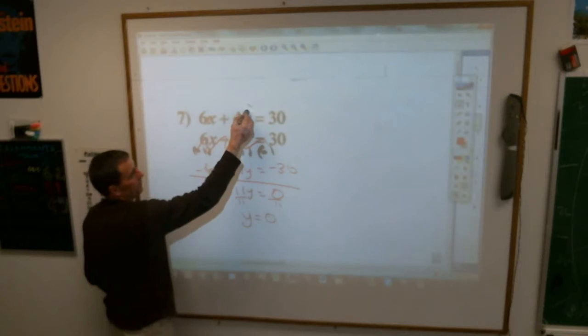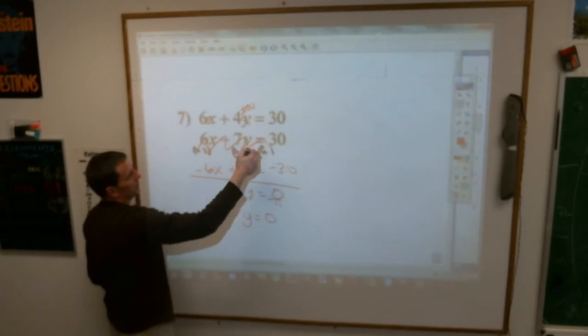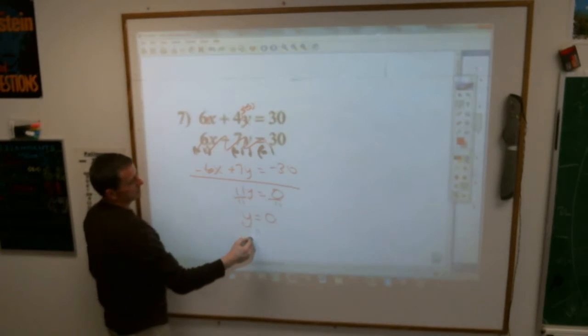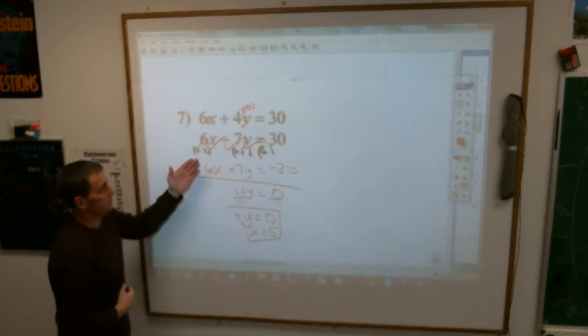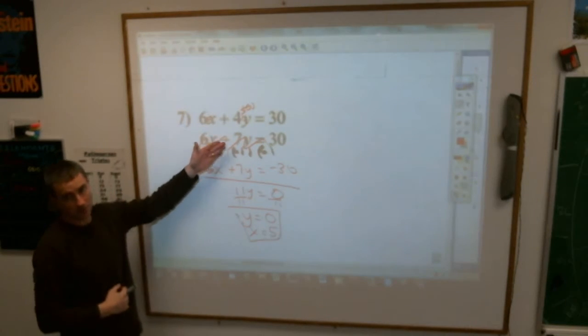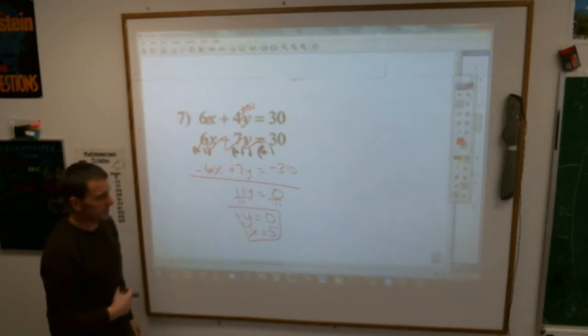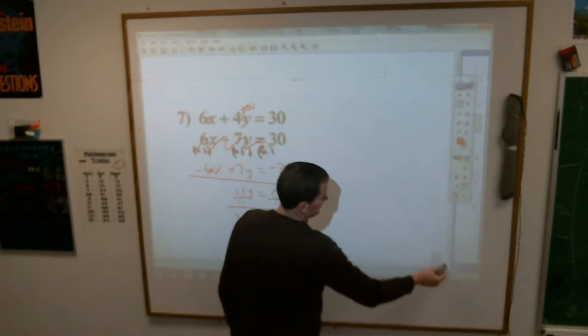Put 0 in for y right here. 4 times 0 goes away. 30 divided by 6 is 5. So when they're opposites, they have to be the same number opposites. It's not just that one is minus and one is plus, they both have to be the same number. You said 10? Is 10 the same thing?